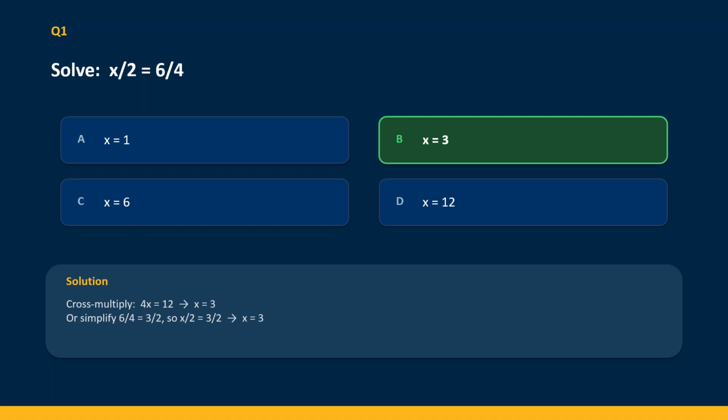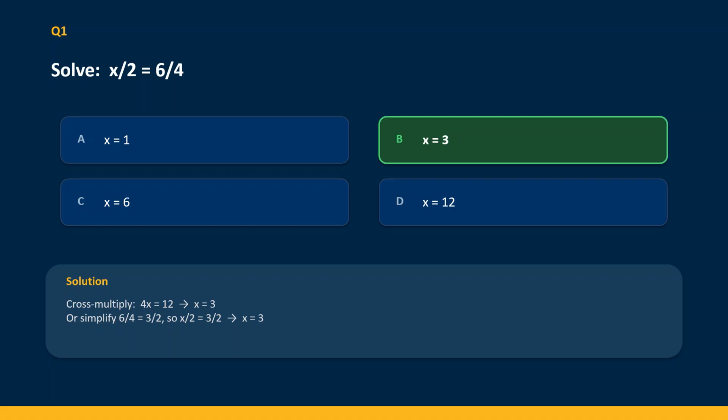x equals 3. This is a two-fraction equation, so cross-multiplication applies directly. 4x equals 2 times 6 equals 12. Hence, x equals 12 over 4 equals 3. Alternatively, one may simplify the right-hand side first. 6 over 4 reduces to 3 over 2, so x over 2 equals 3 over 2, giving x equals 3 immediately.